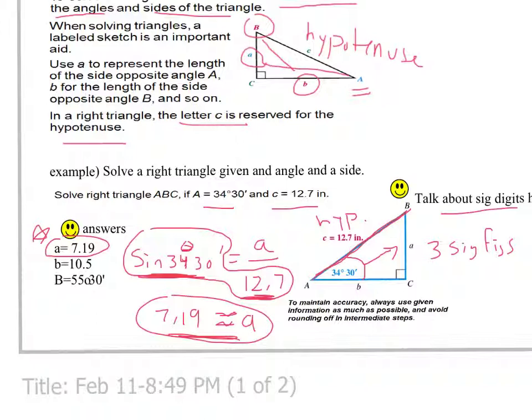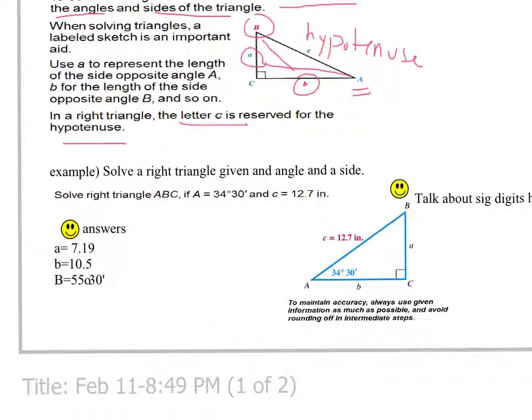Okay, so hopefully that worked out for you. Now let's go ahead and think about how to get little b. So we figured out how to get little a. Okay, now let's figure out how to get little b. Well, little b is the adjacent piece to the angle that you're looking at. Well, adjacent over hypotenuse is cosine. Okay, so cosine of 34 degrees and 30 minutes is equal to adjacent over hypotenuse, little b over 12.7.